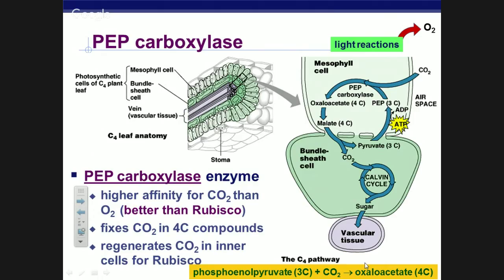What about the pyruvate? The pyruvate product will diffuse back into the mesophyll cell, become phosphorylated by ATP, and produce PEP, which will then go back. PEP carboxylase will add a CO2 to it and make more of this. This would move back up here. This whole process, notice, uses some ATP, but it's worth it because it minimizes photorespiration.